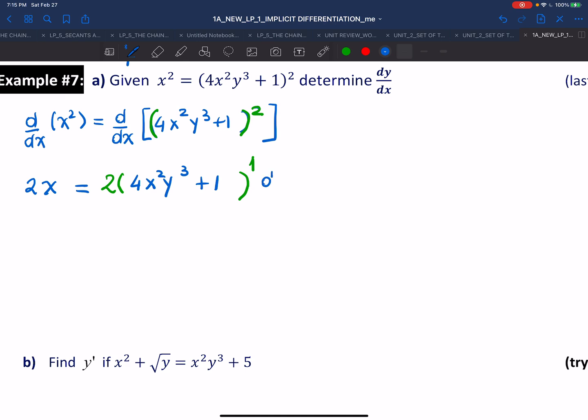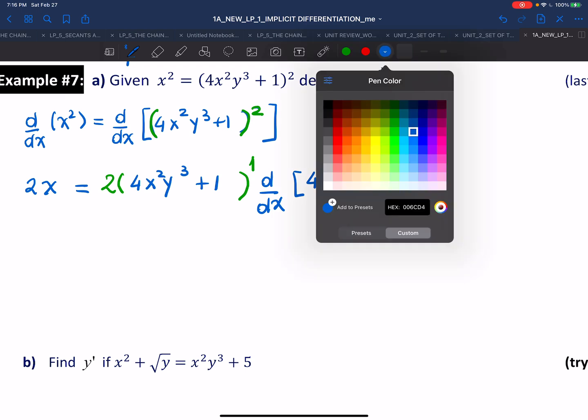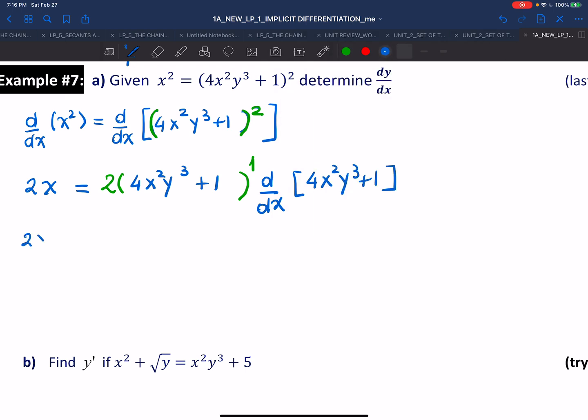And now we have to differentiate the inside, which is 4x squared y cubed plus 1. So here we go again. We have 2x equals, and you can see actually that we have a coefficient of 2 on both sides. So this 2 and this 2, we can simplify them, right?